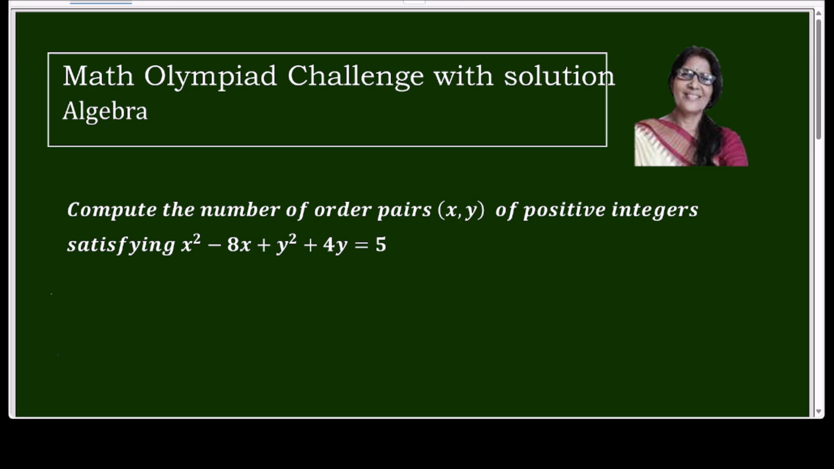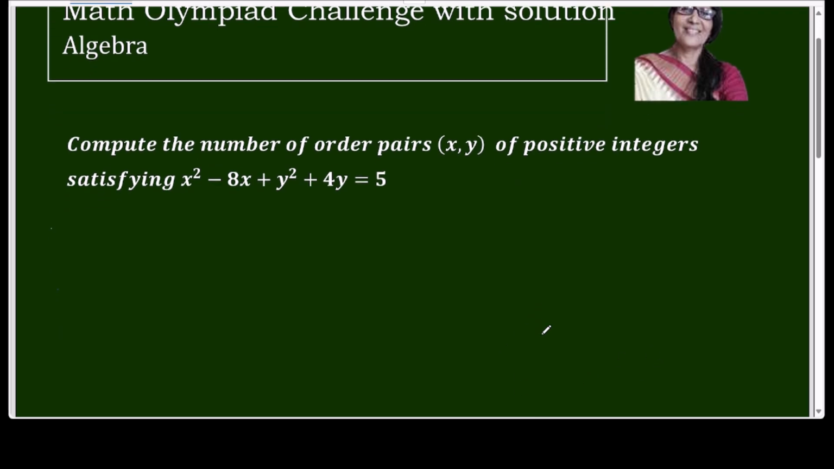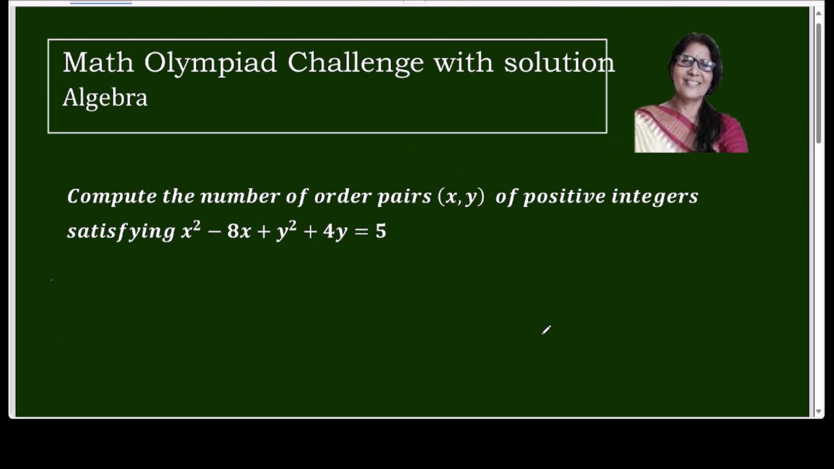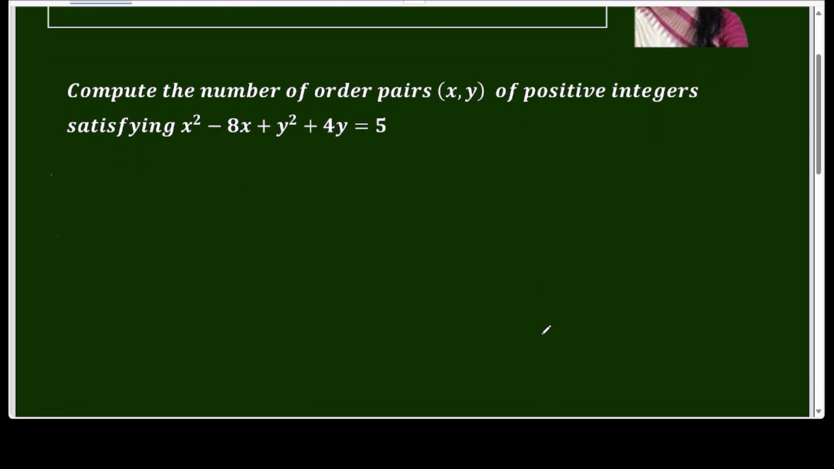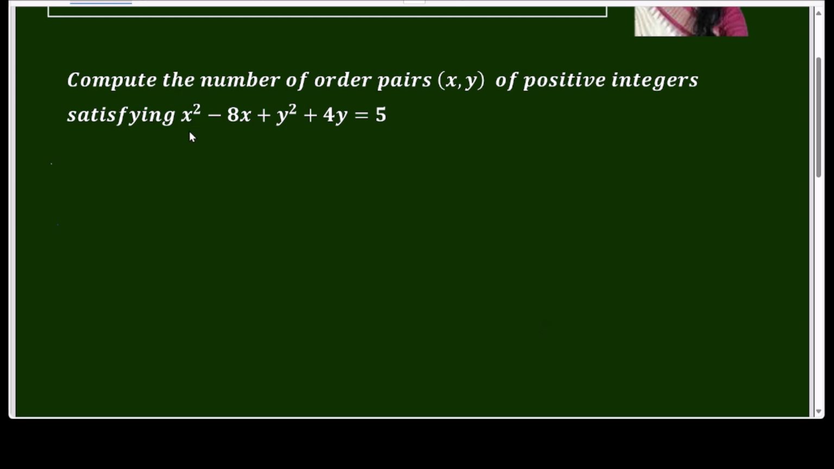Today I have taken on the screen you may see a question, Maths Olympiad challenging. It is from algebra. Compute the number of ordered pairs x, y of positive integers satisfying x square minus 8x plus y square plus 4y equals 5. So this is a very simple question, but this is a fundamental question for preparing any algebra competitive examination. So I'm writing the equation again, x square minus 8x plus y square plus 4y equals 5.